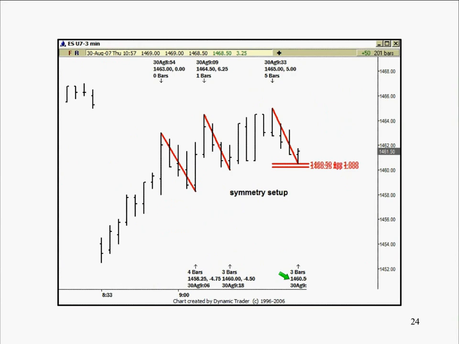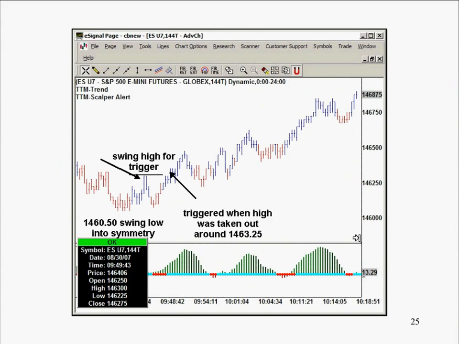So again, you can't really see a buy trigger on this 3-minute chart. You need to go to a tick chart for an entry here. So let's see, low is made at 1460.5. Okay, so here is where your low was made. Here's swing high for a trigger. Here's where you took it out. So this would have been your first opportunity for an entry.